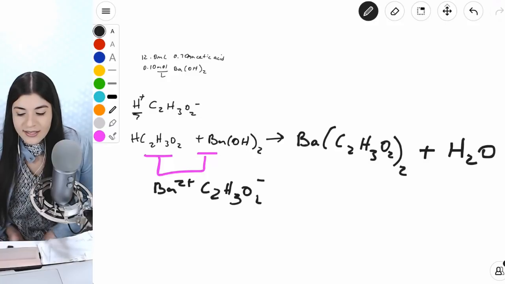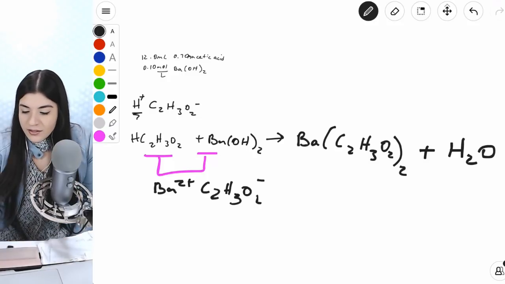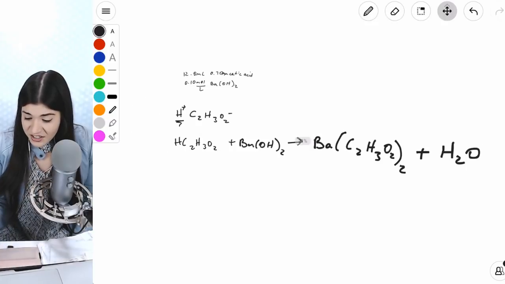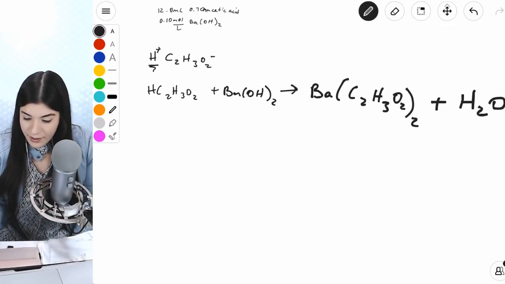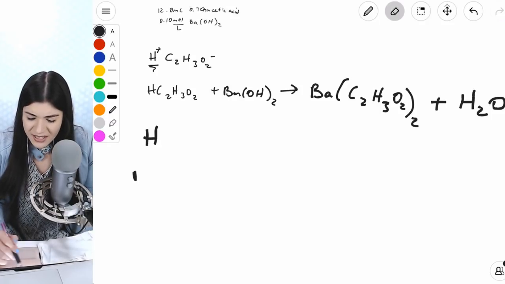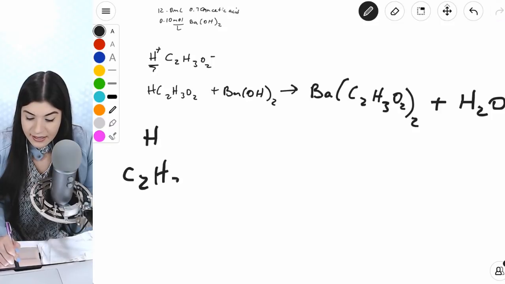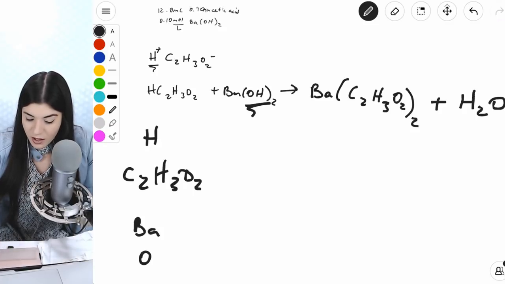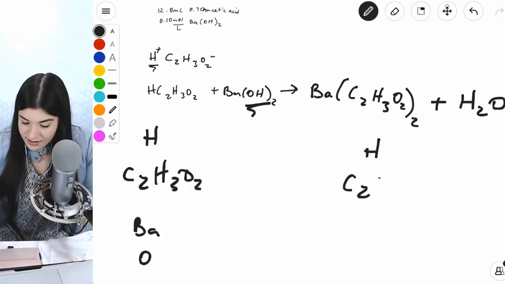We'll double check, is this balanced? Because it's not. So let's go back and balance this overall reaction. Balancing this reaction, I'm just going to start with how many hydrogens we have, and then keep acetate intact, and then I'll have barium on the side, and oxygen also from that OH part. All right, we'll do this together.